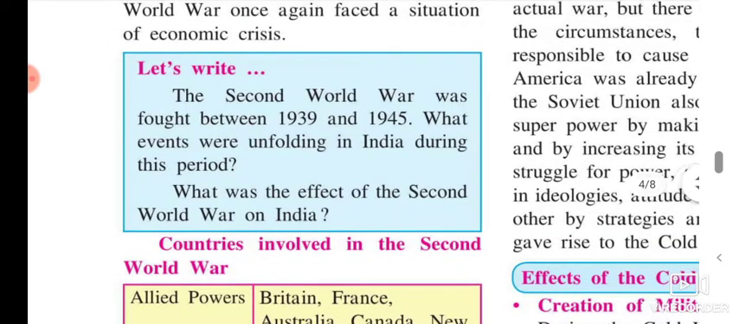We have an activity here. Let's write. The Second World War was fought between 1939 and 1945. What events were unfolding in India during this period? What was the effect of the Second World War on India?